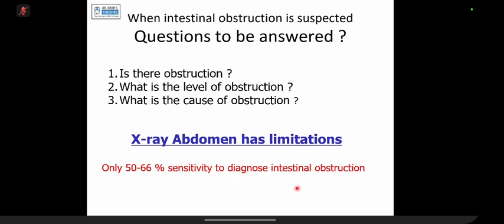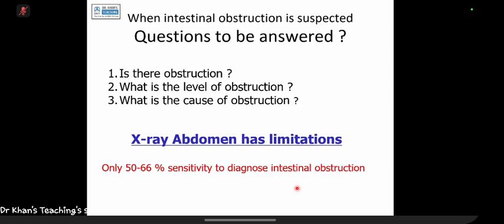Now, these are the learning points in this session. As a clinician, you should know if there is obstruction or not. There are three questions you need to answer, and as radiologists, this is what we have to answer for you. Question number one: is there obstruction or not?